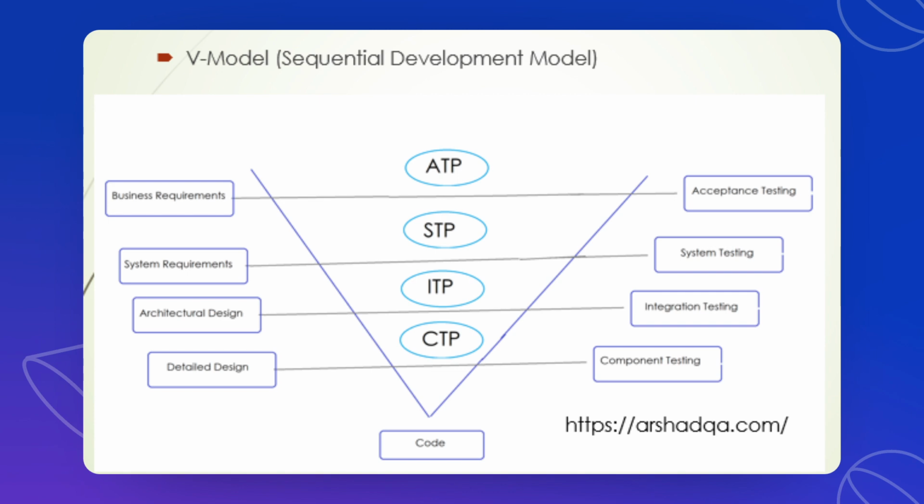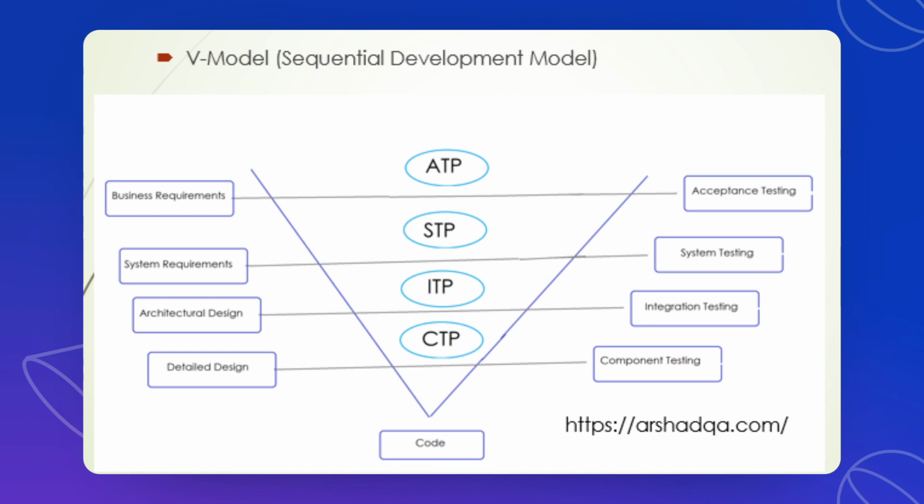To overcome this problem, we follow the V model. In the V model, we have corresponding test activities. For example, in the business requirement phase, we do acceptance testing. In the system requirement phase, we do system testing. In the architectural design phase, we do integration testing, so we test all the systems to verify that they are working together.